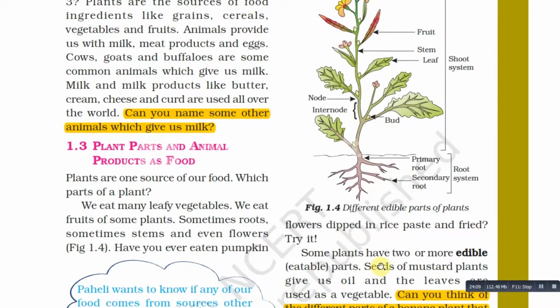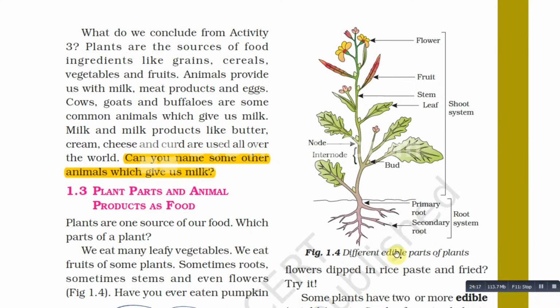Some plants have two or more edible parts. So see here, these are the different edible parts of a plant. See, pumpkin flowers, that flower is here. Fruit will come directly here, suppose apple or say banana, like that. And this is stem, we are eating stem also, say drumstick. Leaf, we are eating leaves also. And bud is also there, the small one. Then node and internode are also there.